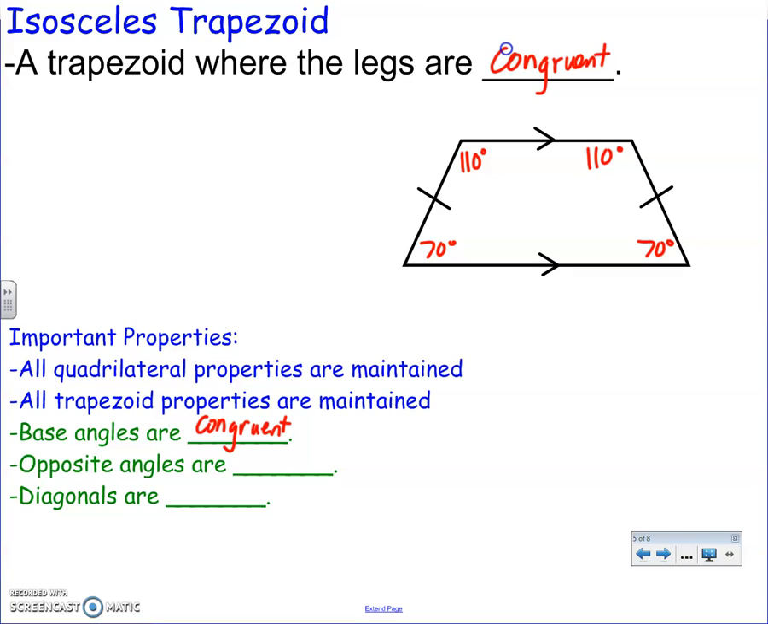But now all the angles are equal to the angles beside them. Opposite angles, 70 and 110, are opposite. So look, for example, these are opposites. And then these are opposites. They are supplementary, add to 180.